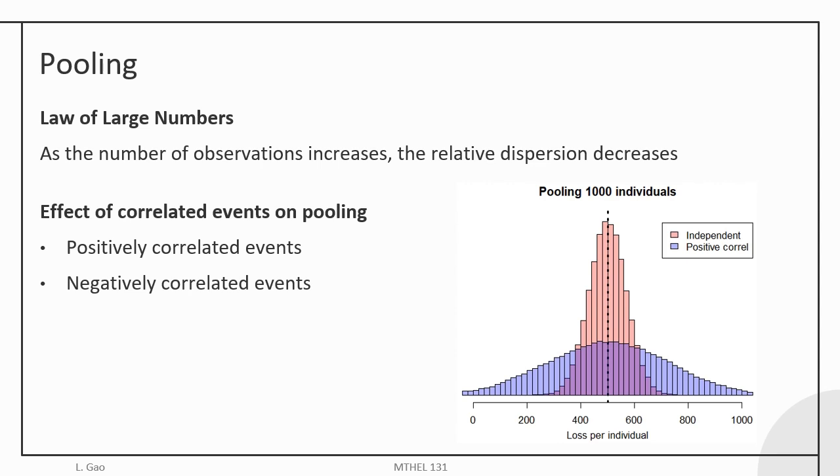Again, so there is still some benefit to pooling. It's just a reduced benefit compared to the independent case. And so it's still better than no pooling, right? Still better than the individual's losses, which were, remember, what were they? It was either 0 or it was 10,000, right? There's a lot of variability there.